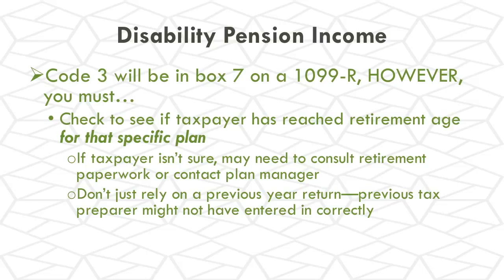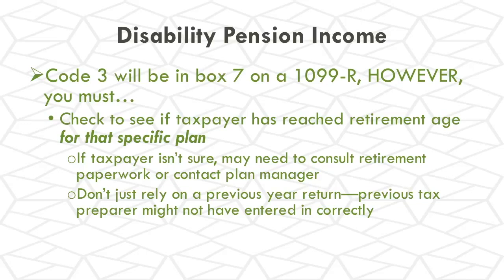What that entails is asking the taxpayer if they have reached retirement age for this specific plan that this retirement distribution is coming from. If the taxpayer isn't sure, they may need to consult their retirement paperwork, that summary plan description, or contact the plan manager to find out what the retirement age is. As you may or may not know, retirement age is not uniform from plan to plan, from employer to employer. Typically, it's around 65, but again, that's not uniform across the board.